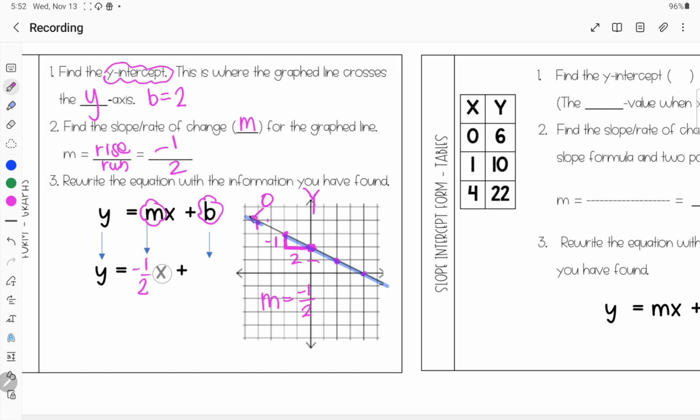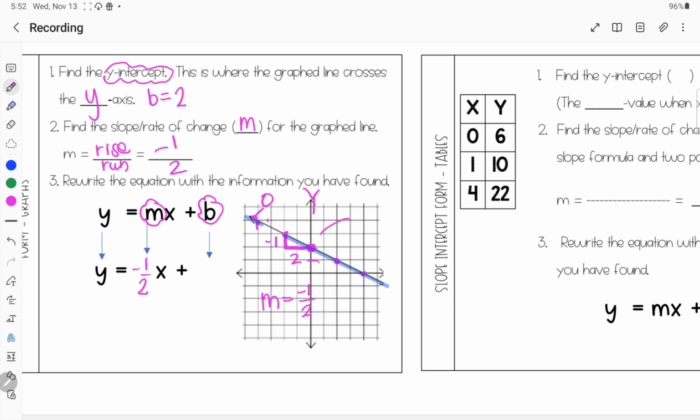Your x right here can go out to the side of a fraction or on top, but it cannot go on the bottom. Because if x is a 0 and it's on the bottom, you're going to get that divide by 0 error, which means it's undefined. So you have to make sure you put it out to the side or on top, but never on the bottom.